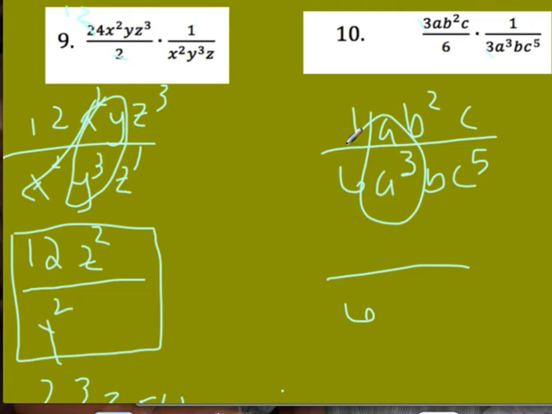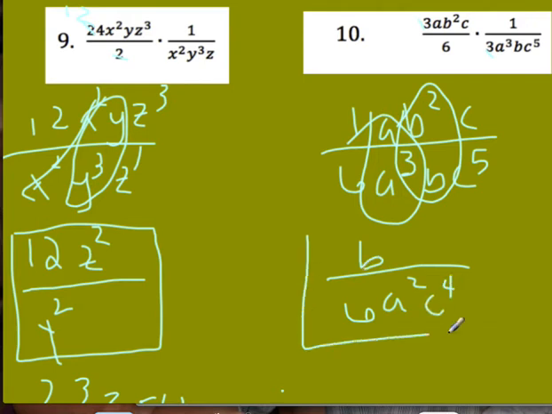Well, 1 divided by 2 is going, or 3 is 2, and the larger amount of a's is on the bottom, so I'm going to have a squared. B squared divided by b to the 1st, that's going to leave me with b up top. C to the 1st divided by c to the 5th, that's going to leave me with c to the 4th. So that's your simplified rational expression.